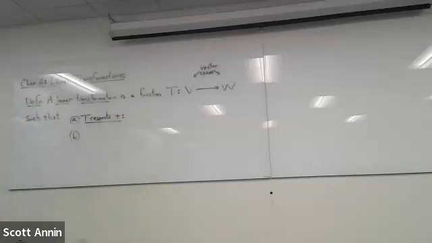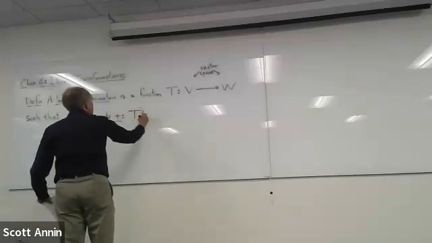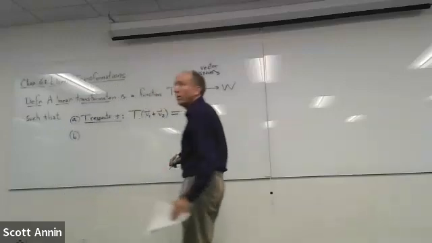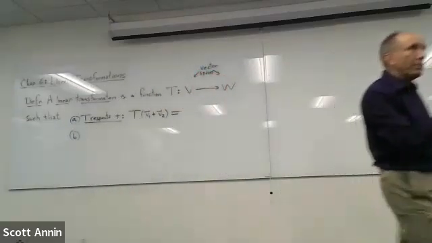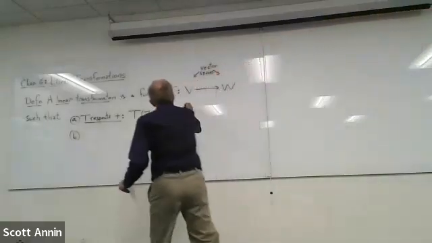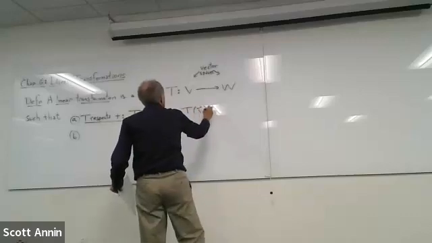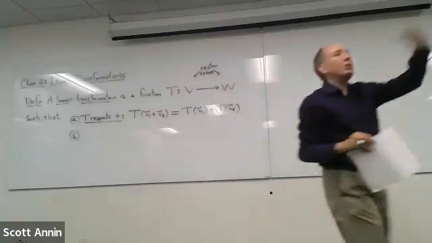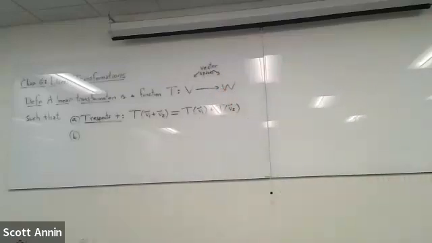T respects addition. The way I can write that one is if I take T of, let's say, V1 plus V2. If I have V1 plus V2 and I want to apply the function to that, I want to take T of that. It should agree, it should be equal to what I would get if I separately transform the vectors alone and then add the results afterwards.